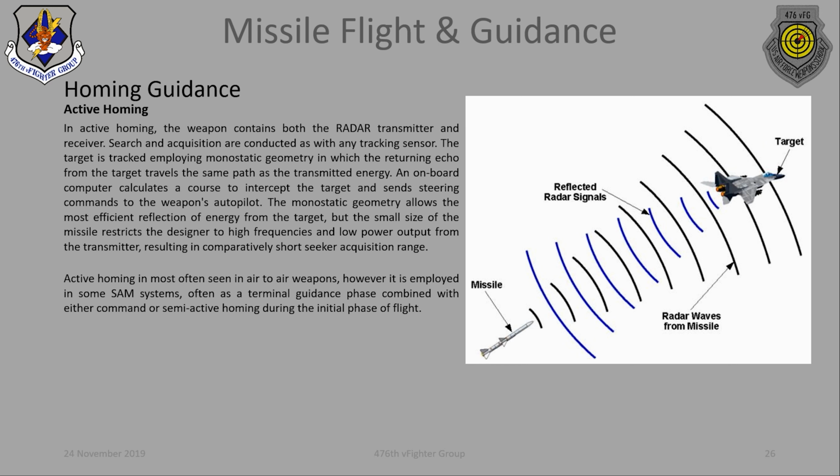Active homing, this is where it all happens in the missile. So the missile has its own radar with both the transmit and receive. All the work is done internal to the missile, so the launch platform doesn't have to do any work whatsoever. In the air-to-air world, obviously Russian systems like the R77, AIM-120, Meteor, things like that use it.